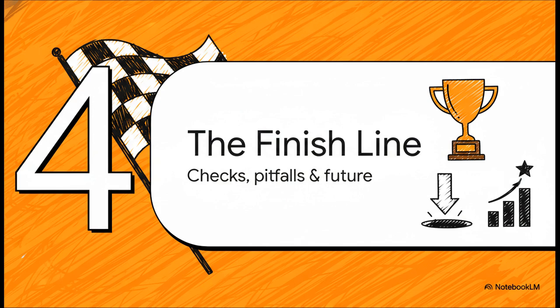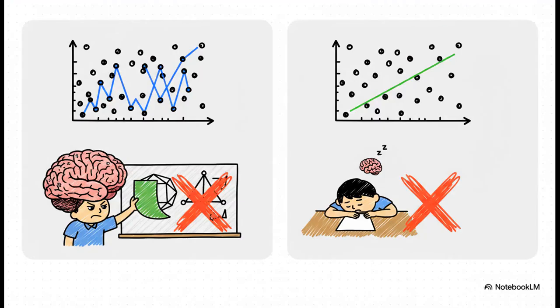Which brings us to our last section, the finish line. Our model is built, it's out in the world, but the job isn't quite done. Now we have to actually grade its performance and watch out for a really critical pitfall. See, the biggest challenge in training is finding the perfect balance.